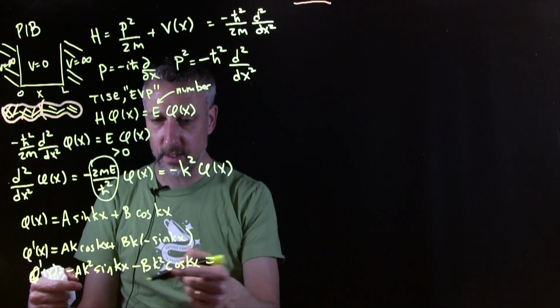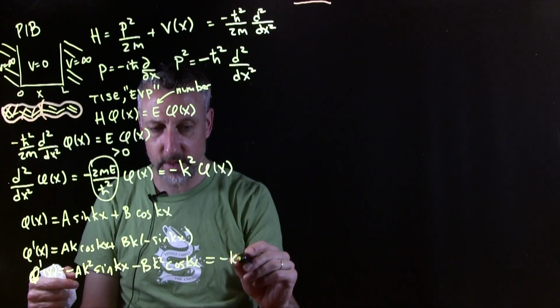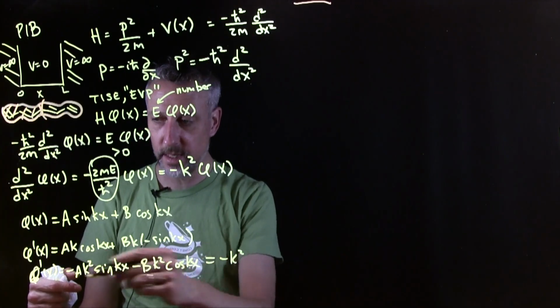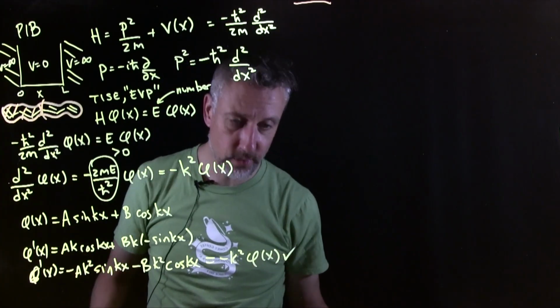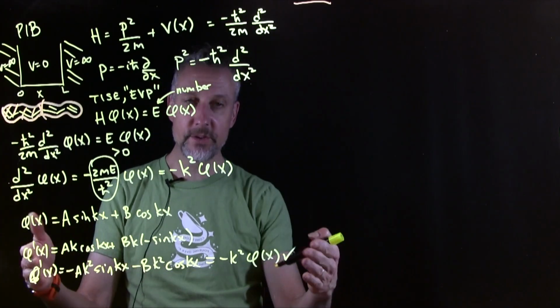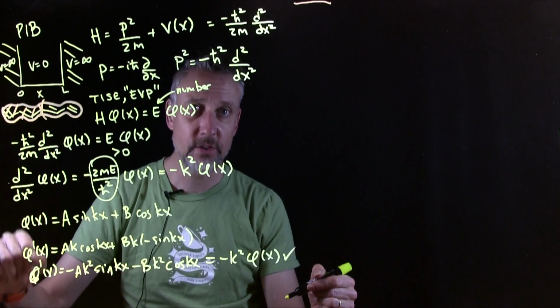All right, now what is this? Of course, I can factor out minus k squared, and I see that everything else is the same thing that was in phi. So this is phi of x. So yay, we solved the equation, okay? So we wrote down the generic or the general solution to this differential equation.